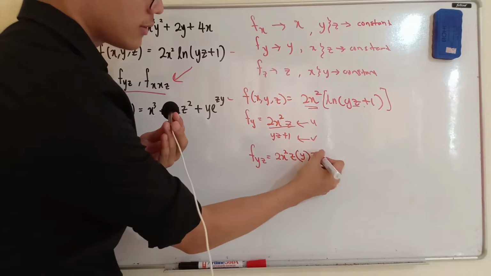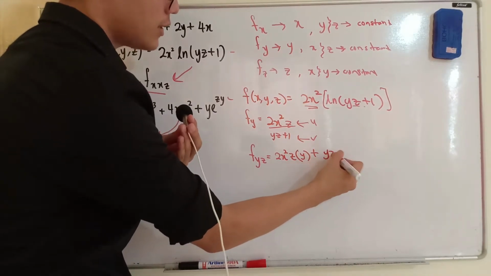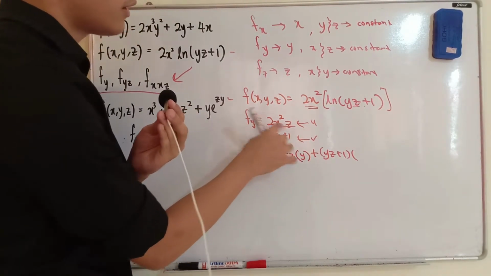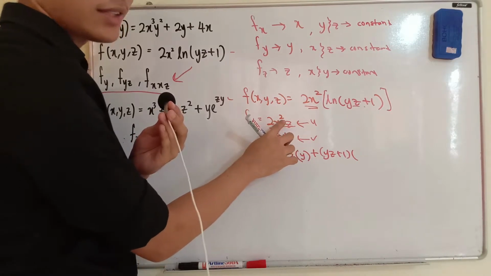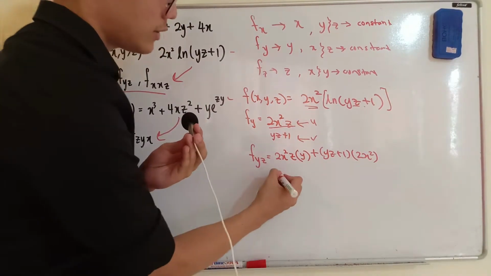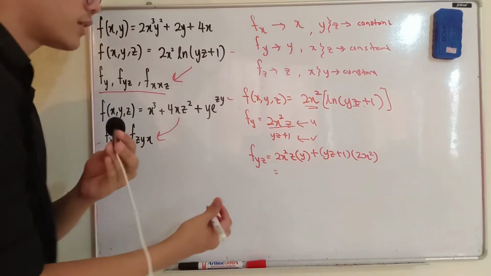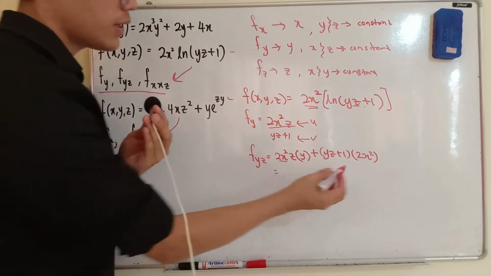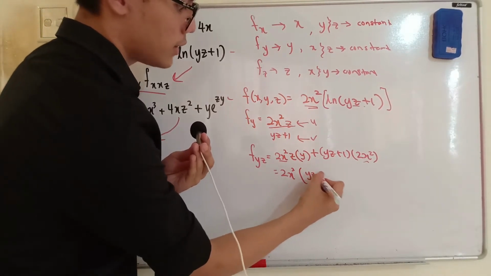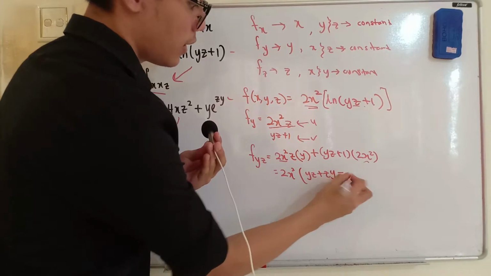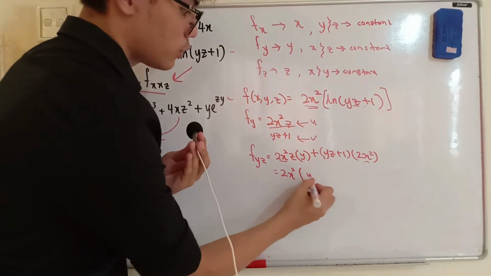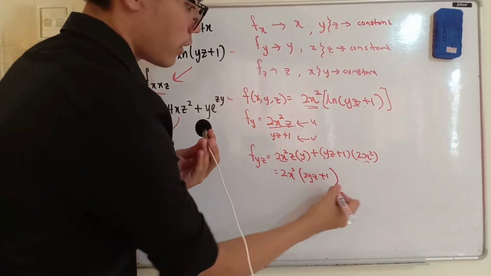Differentiate this one, it's going to be y only. So plus yz plus 1 times, here differentiate your 2x squared z. Your 2x squared is your constant, your z is your variable, so we're going to have 2x squared only. So you just rearrange it. You have 2x squared over here, and 2x squared over here, just factorize it. What you're going to have is yz plus zy, yz here, yz over here, so 2yz plus 1.